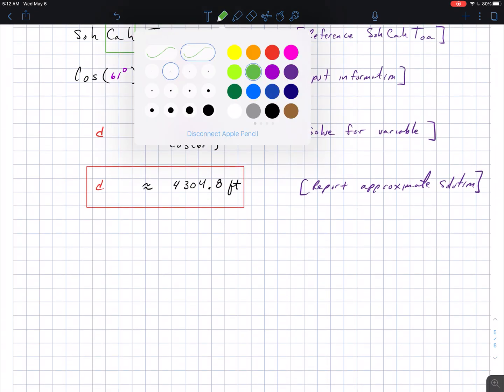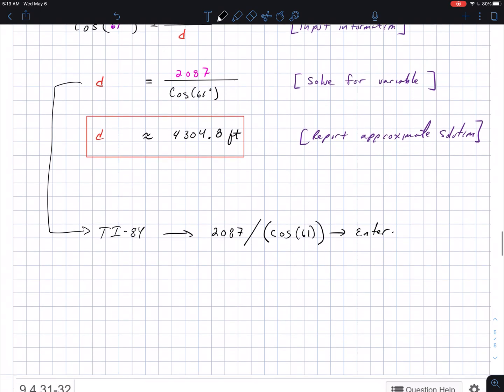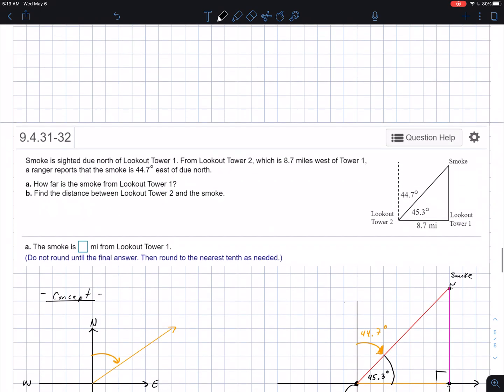Real quick, actually, if you have trouble putting this into the TI, okay, if you have trouble, you simply just want to take the numerator, divide it by, and then make a parentheses. Technically, you really shouldn't have to do this, but it's really playing it safe. Then push the cosine button. Then type in your 61, close both parentheses, and then hit enter. Okay? So if you are having trouble with those, hopefully that will rectify the issue.